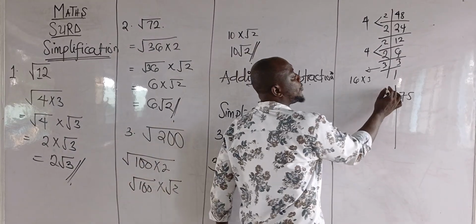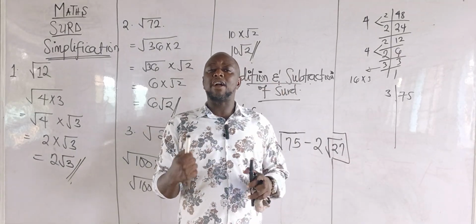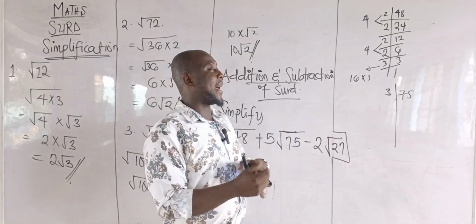Like I said, you cannot jump from 2 to 5. No, you go to 3. If 3 cannot go, you go to 4. If 4 cannot go, you go to 5. If 5 cannot go, you go to 6. If 6 cannot go, you go to 7. That's the way you do it, one after the other.